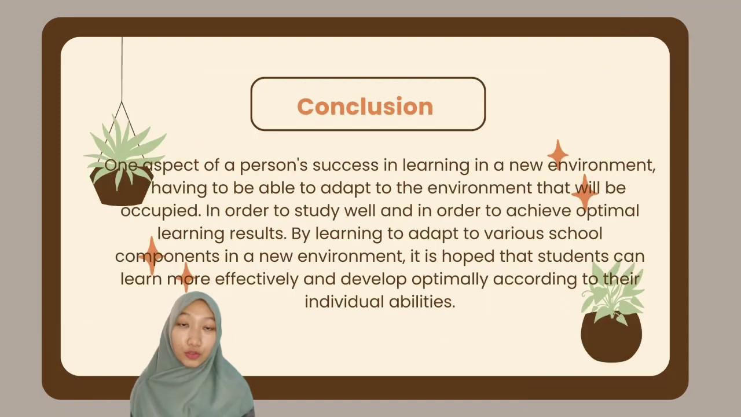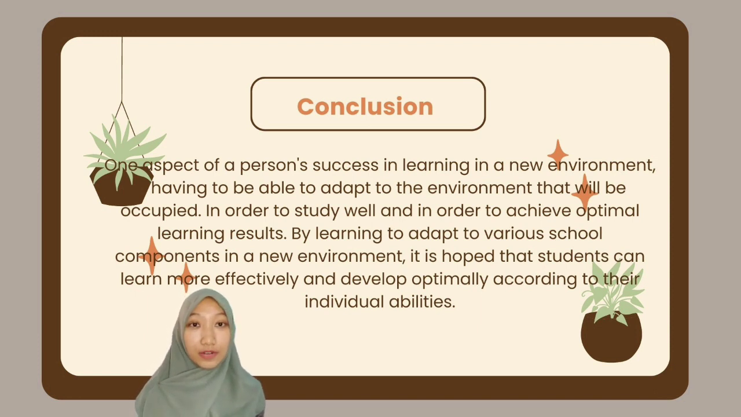The last is conclusion. One aspect of a person's success in learning in a new environment is having to be able to adapt to the environments that will be occupied in order to study well and achieve optimal learning results. By learning to adapt to various school components in a new environment, it is hoped that students can learn more effectively and develop optimally according to their individual abilities.